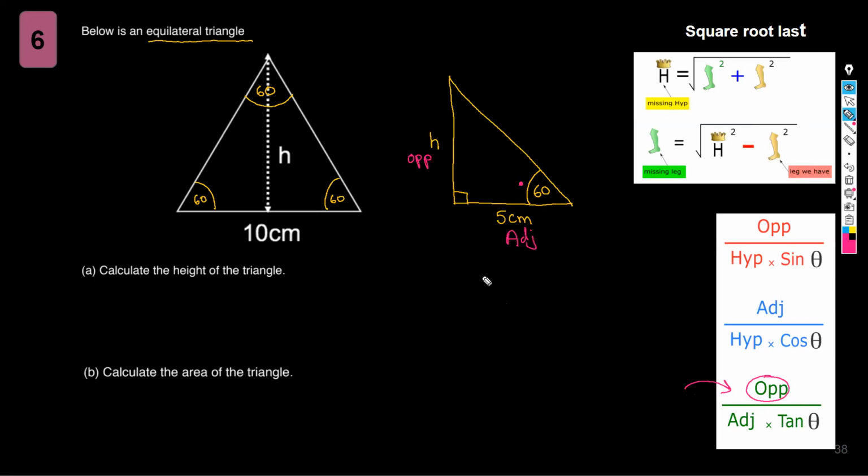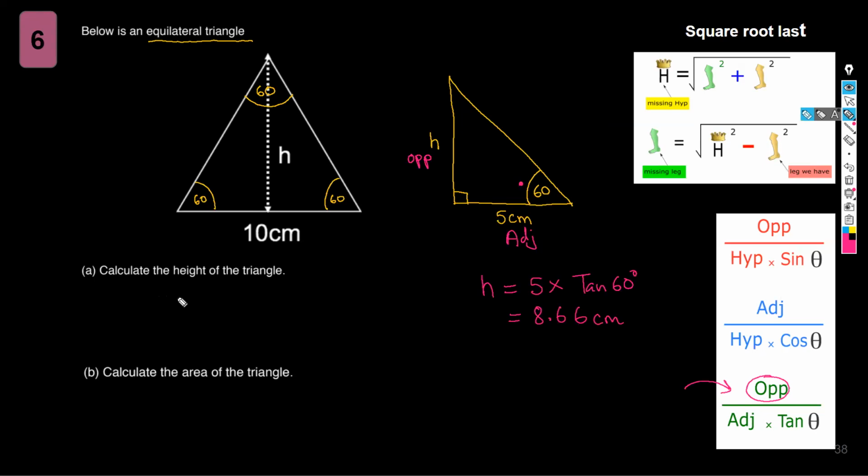So to find the opposite side, which is h, we have to take the adjacent side, which is 5, and multiply by tan theta, 60 degrees. So let's see what we get. 5 multiplied by tan 60. Anybody got 8.66 roughly? Centimeters, right? Right. Now, so we get 8.66.